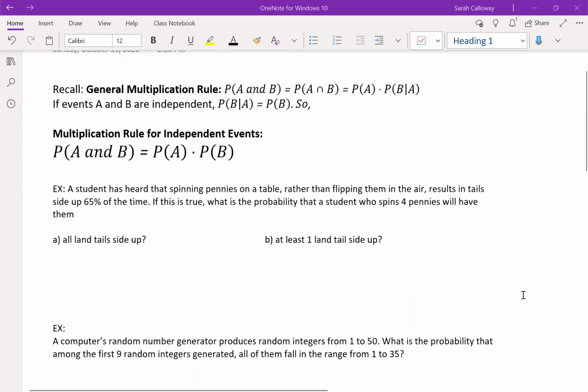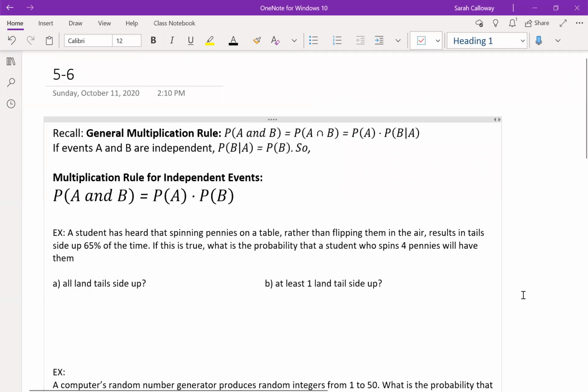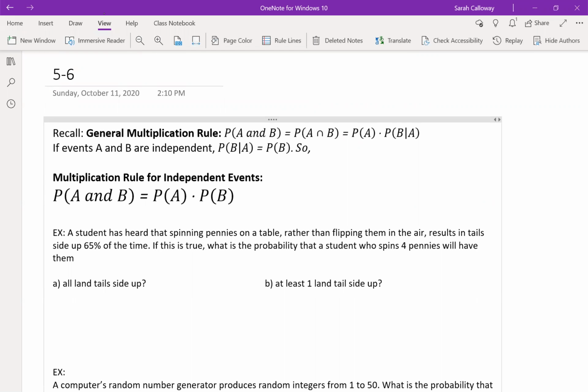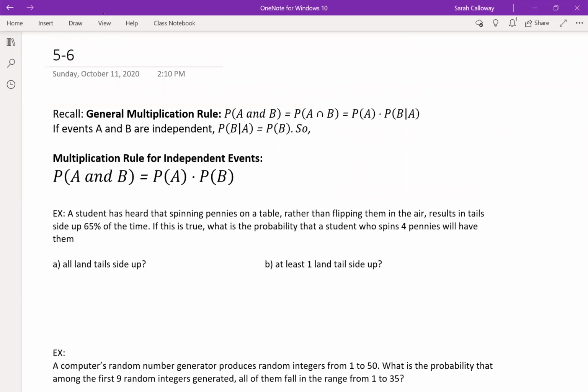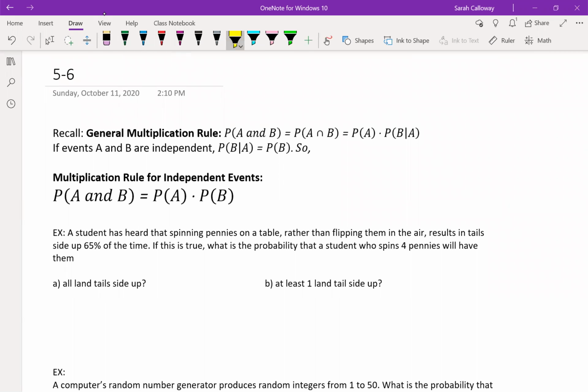In this video, we're going to go through section 5.6, which is the multiplication rule for independent events. In the previous section, we talked about the general multiplication rule, where the probability of A and B is equal to the probability of A times the probability of B given A has already occurred.